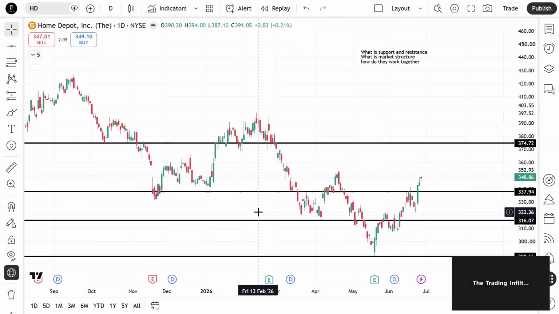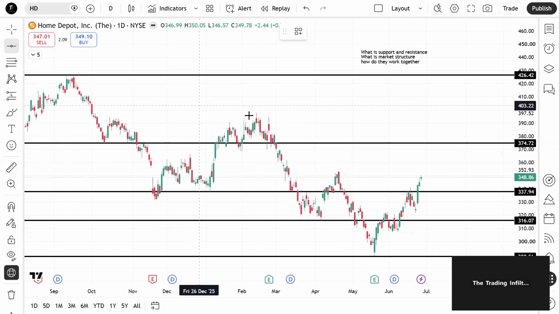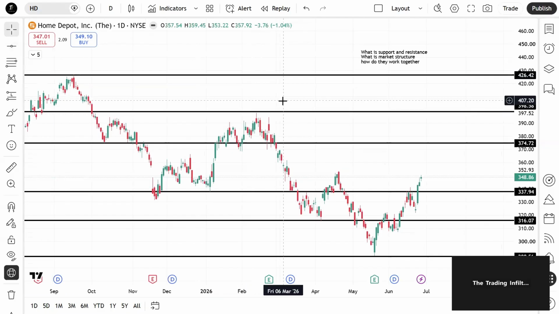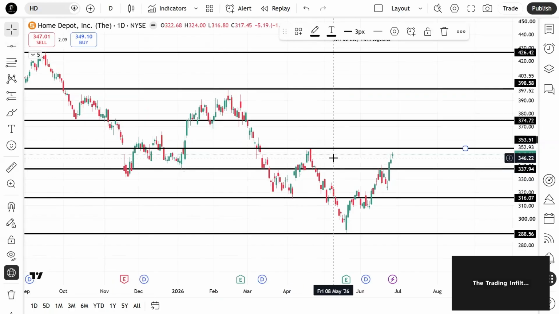Now, resistance is literally just the opposite. It's where price popped and then dropped. So we're marking out our resistance levels. This is resistance. This is resistance. We can also throw that in as well.